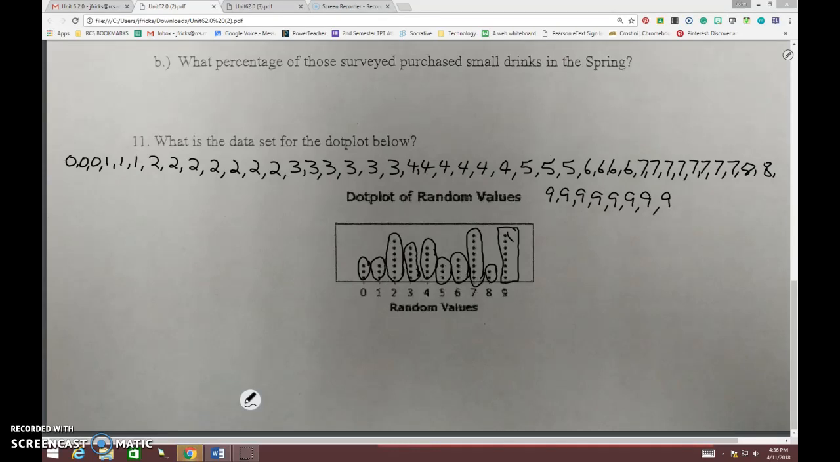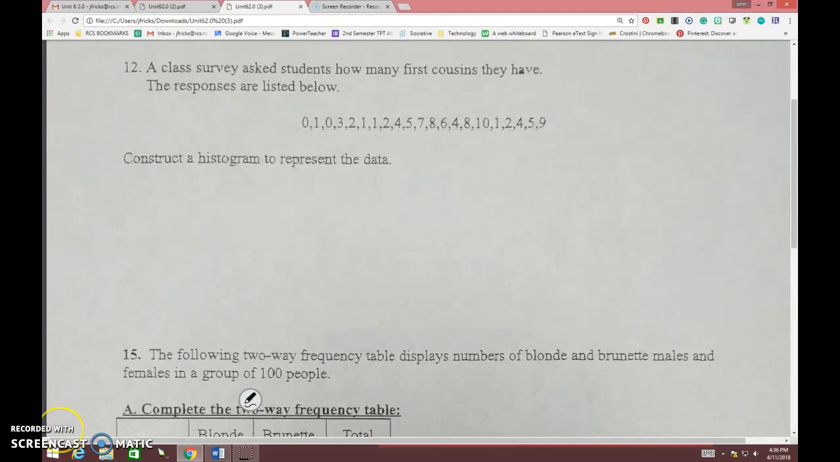On the test, you're going to have a problem like this, and you're going to have to list all the data out. So just know how to list the data from the dot plot, and you should be good to go. So that's question number 11. Let's now look at question number 12. This is going to go to constructed response.